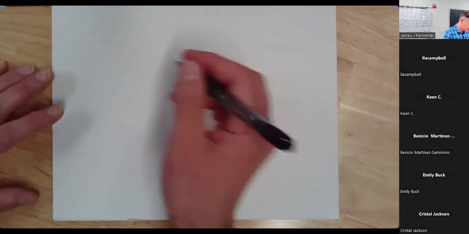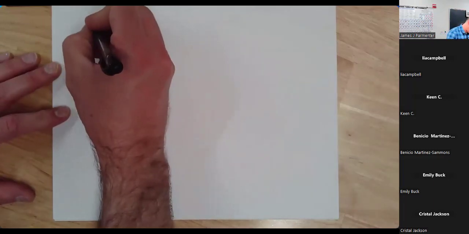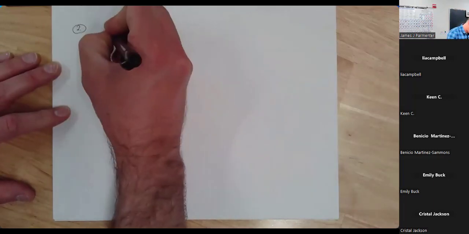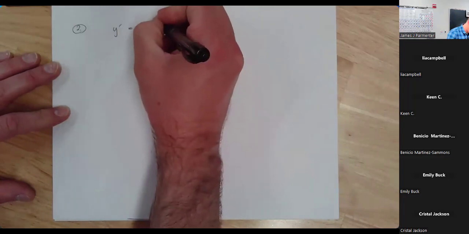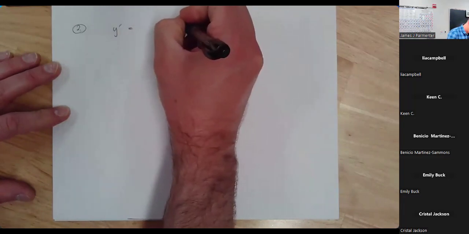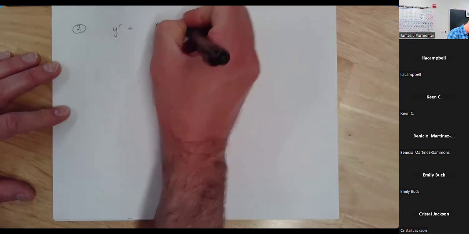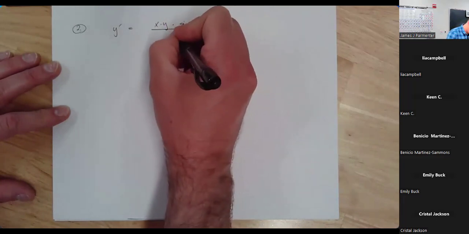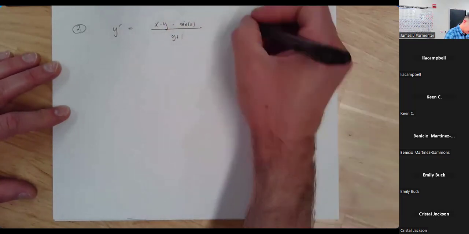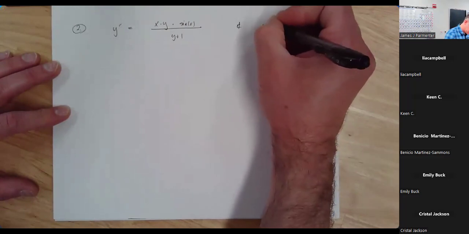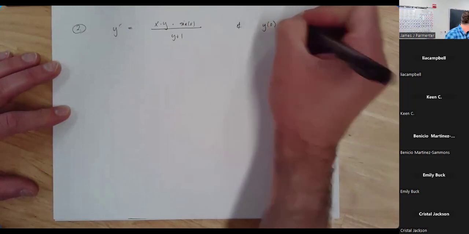Here's another one. Let's say we have y prime equal to x times y times sine of x divided by y plus 1. And we're given an initial condition that y of 0 is equal to 1.